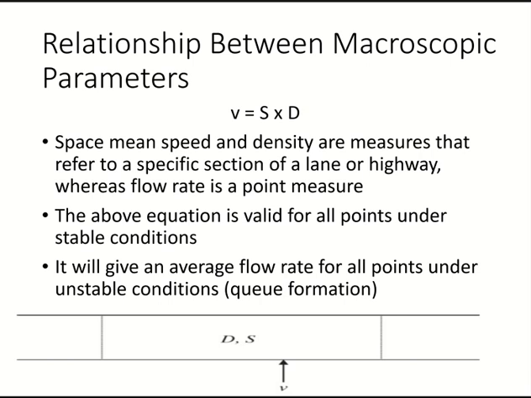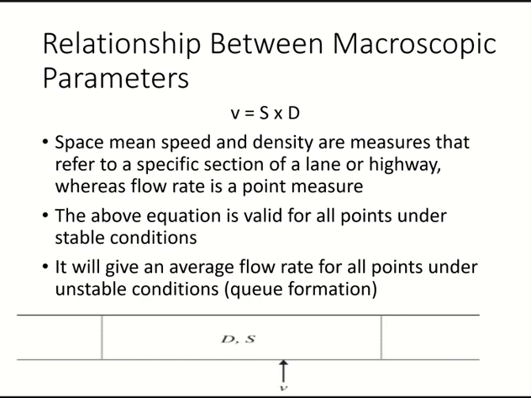Now this equation says V equals S into D. V is rate of flow. S is speed, space mean speed. And D is density. Clear? So this equation says if you know speed and density, you can know the flow, the rate of flow. Clear? Now there are a couple of things we should remember before we use this equation.